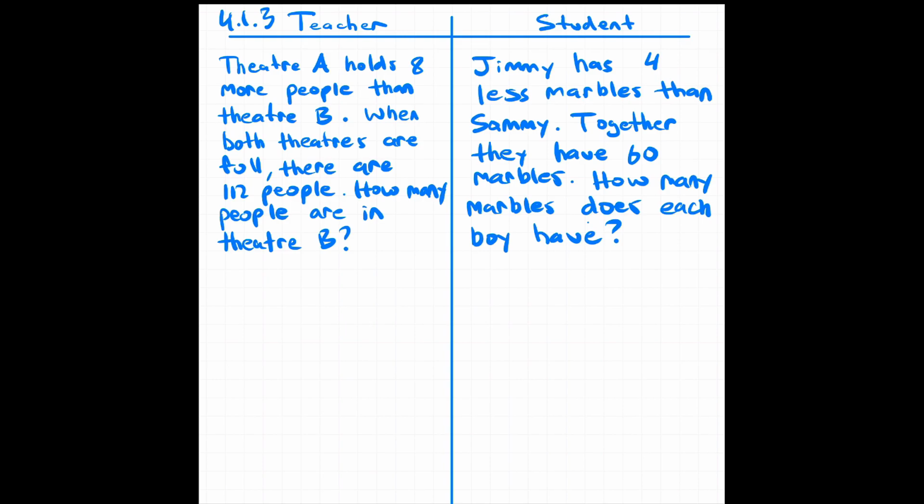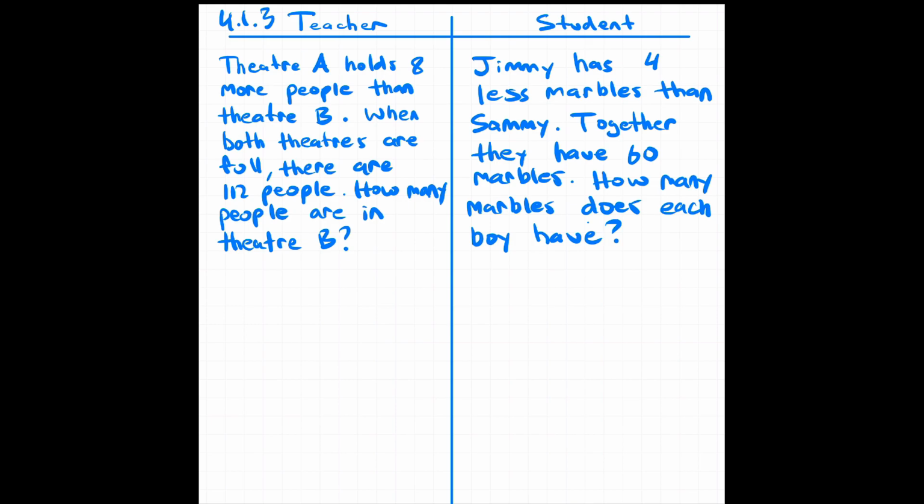Okay, so our last question, another word question, and it's basically going to be the same thing. Remember, we're creating an algebraic equation to solve for an unknown variable. So let's take a look at what it says. We got 2 theaters, theater A and theater B. So theater A holds 8 more people than B.